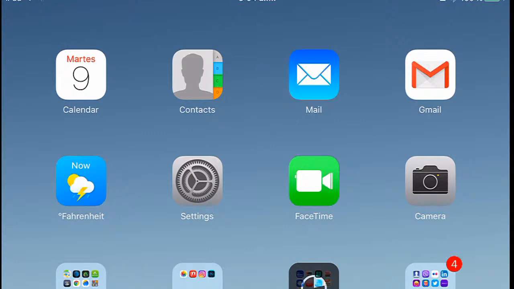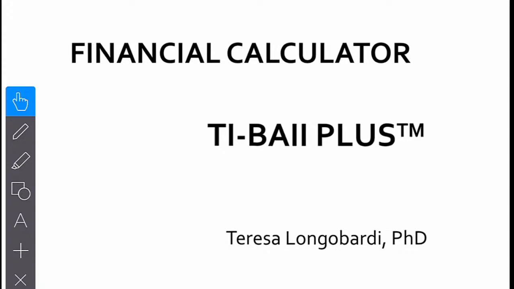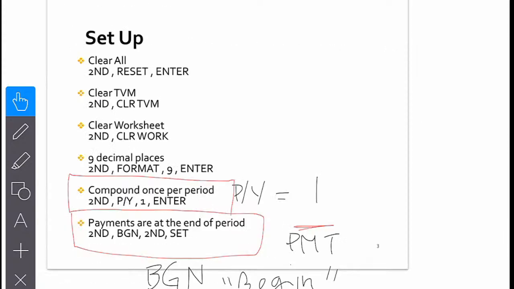It appears my iPad decided to do updates, so I'm going to have to wait a few minutes, okay? Because, well, let's see if I can open this. I'm doing updates involuntarily.